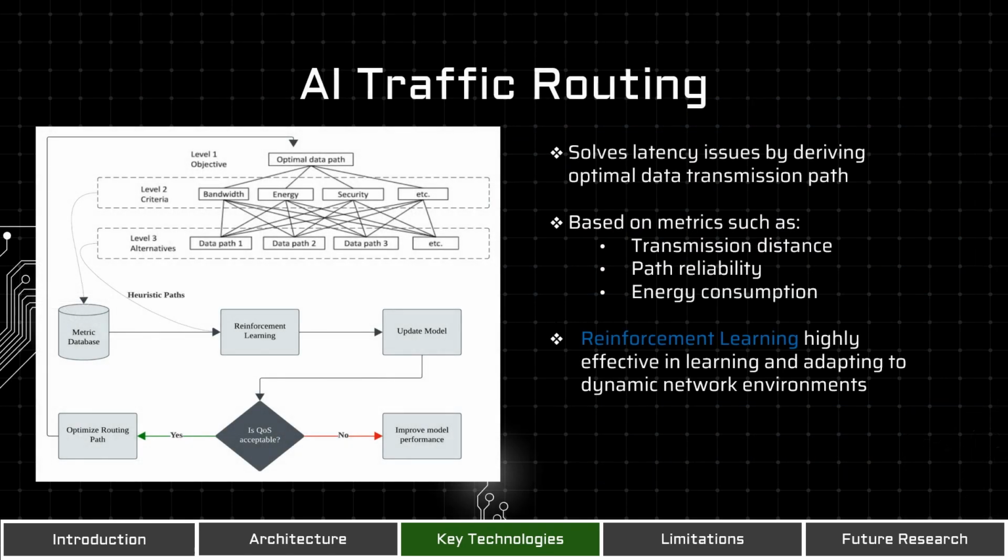When edge devices do not have the computational power to process incoming data and tasks, it will flow upstream to other fog nodes and ultimately to the cloud. But for every node that is passed, latency is increased, which degrades quality of service. Traffic routing solves this by deriving the optimal data transmission path in response to changing conditions. AI, specifically reinforcement learning techniques, have been highly effective in learning and adapting to dynamic network environments.